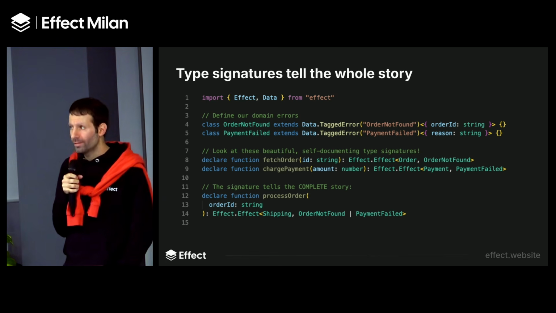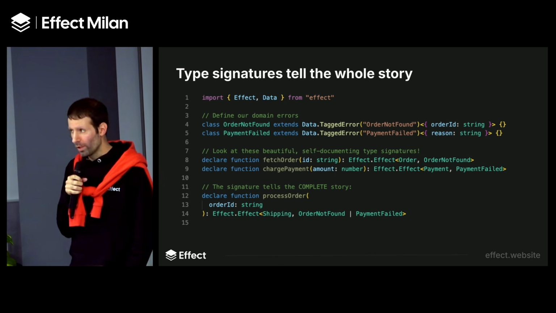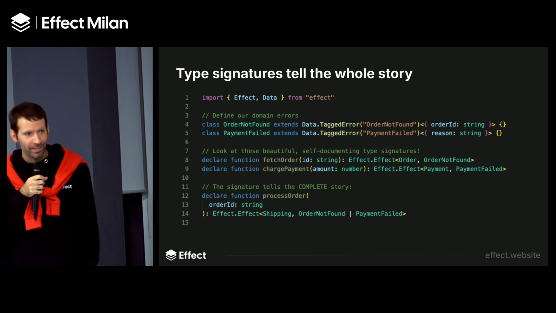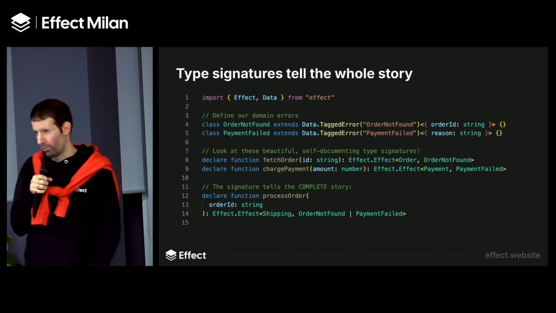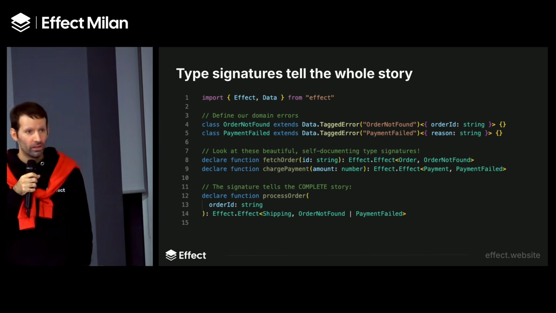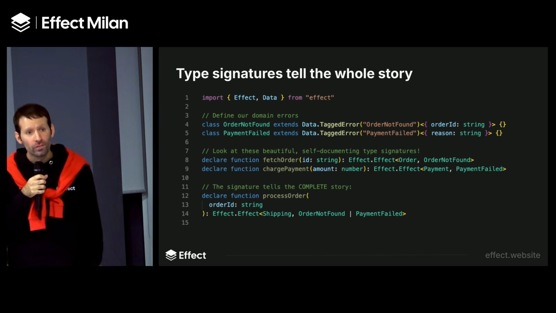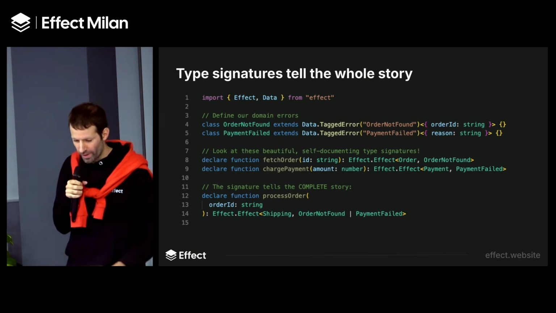Well, they just look at the type signature and they immediately see what can go wrong. Or what happens if you are an AI assistant and you are trying to figure out what errors can happen? Now you don't have to waste tokens trying to look at the function's implementation. You can just ask the LSP, give me the type signature, and you can infer what can go wrong from there.